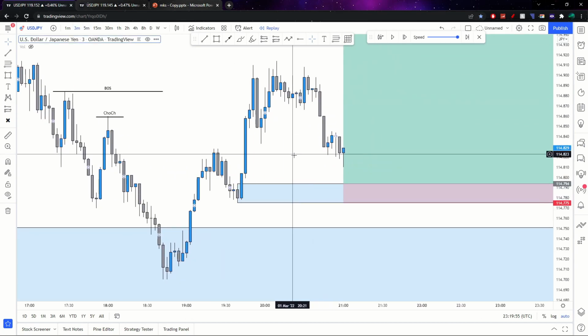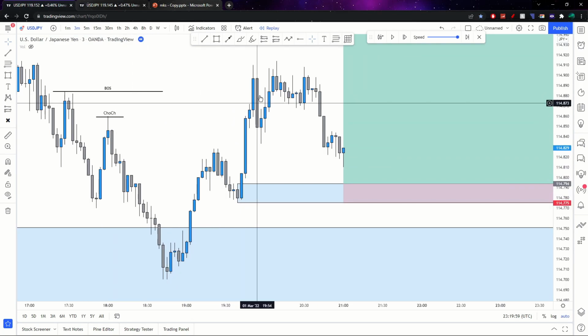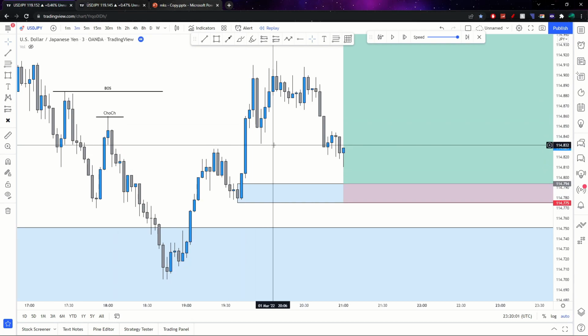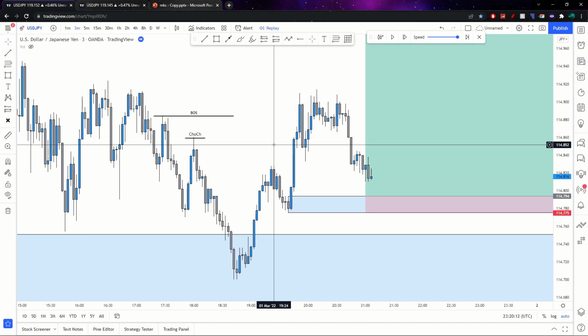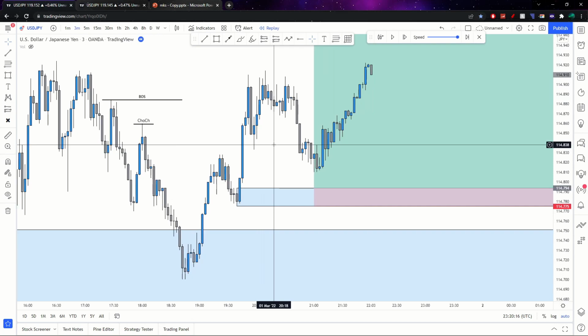Now entry, so valid order block, change of character, break of structure, high volume, unmitigated. All of the rules are being followed so far, right? And so now we're just gonna wait for price to tap into our zone, right?